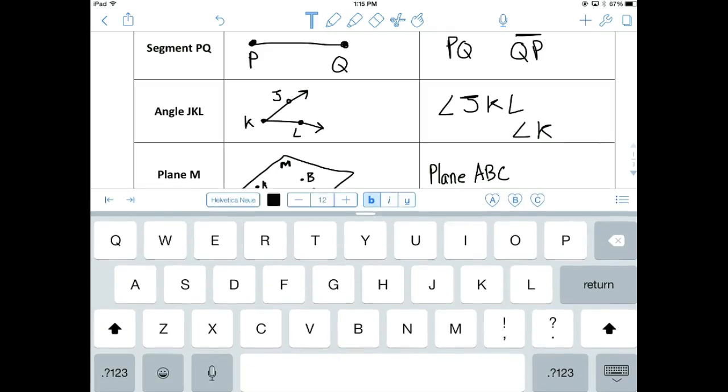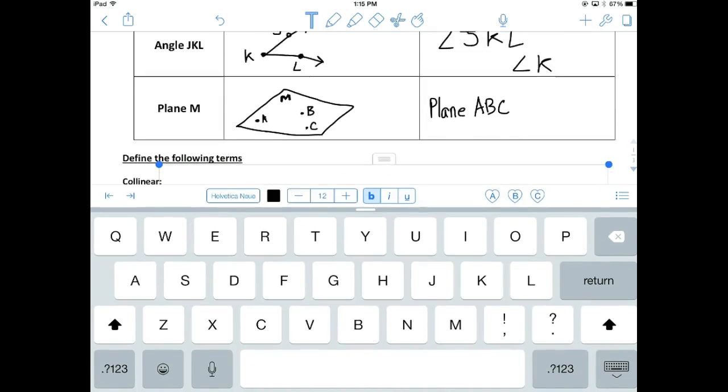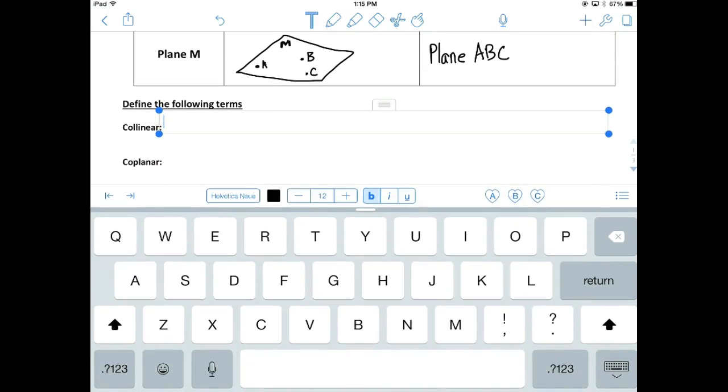Collinear. Co means to be kind of a part of, like a coworker or someone you work with. Cooperate is to work with someone. To co-op is a word you'll hear around video games and things like that. Collinear means same, and then linear means line, so on the same line. On the same line.